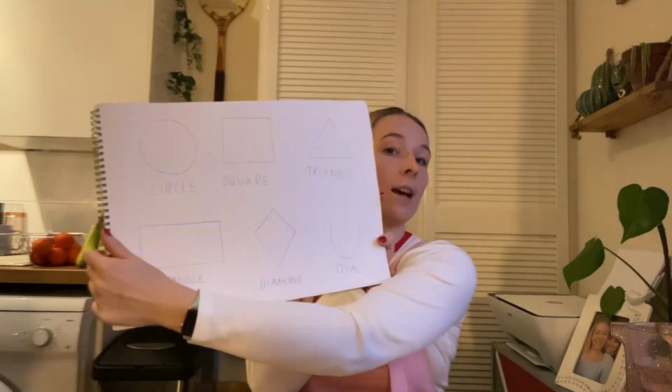Perfect. Now, what I would like you to do is grab some string or a pipe cleaner or something that's easy to mould and to move around. And what we're going to do is, using our string, we're going to create some 2D shapes. Now you can do this two ways. You can draw the shapes out already like I've done here, or you can make the shape with the string and then draw around it.